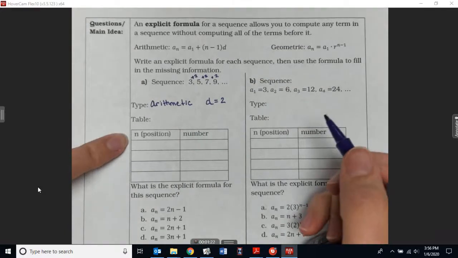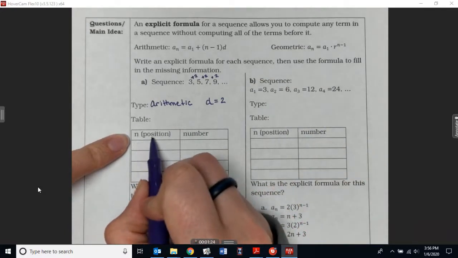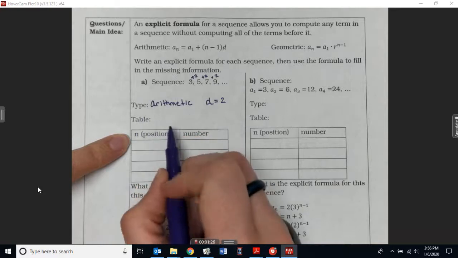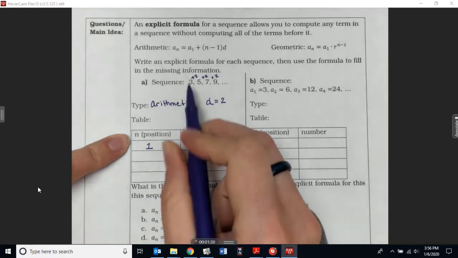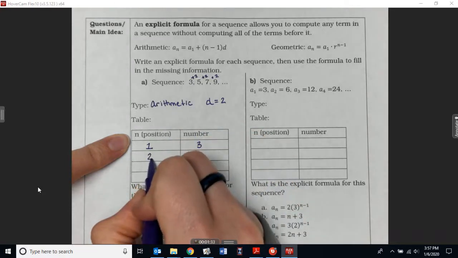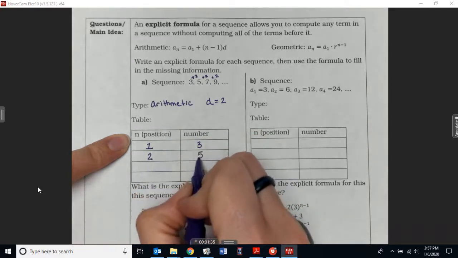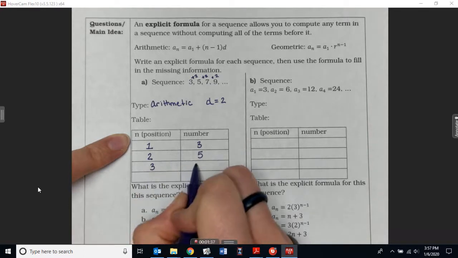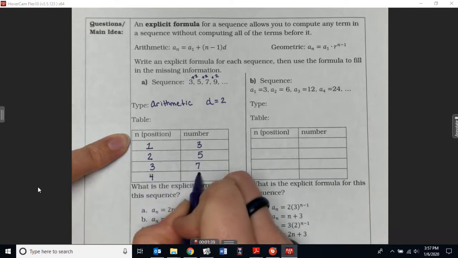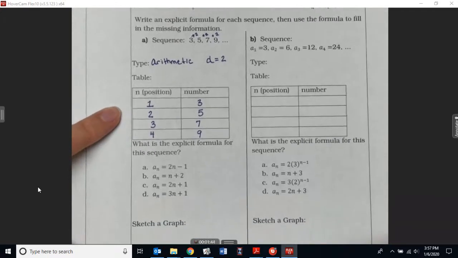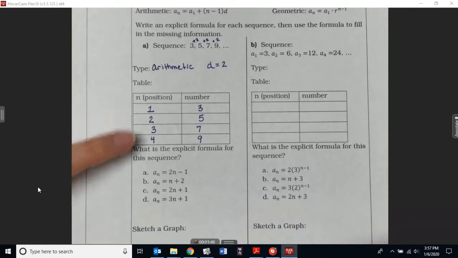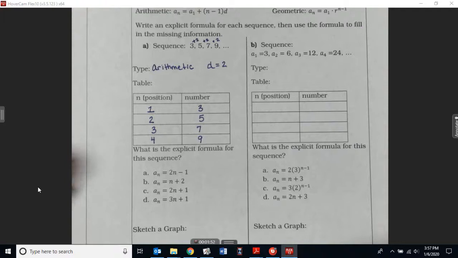Now when I make a table, remember we say that the position, like what spot is it in? So the first term was 3. I'm getting that from here. My second term is 5. My third term is 7. And my fourth term is 9. And so now that I have a table, I can use my answer choices and plug them into the calculator and see which one matches the table. So that's what we're going to do.